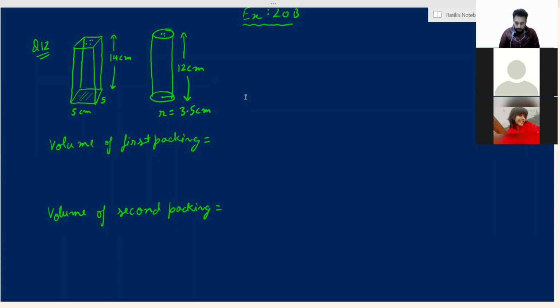So we have to find the difference also. You have to find the difference of the volume and you have to tell which of the two packings is having greater volume and by how much. That means you have to find the difference also. Second packing has greater volume. Please take a photo and post it in the group so that I can check it.